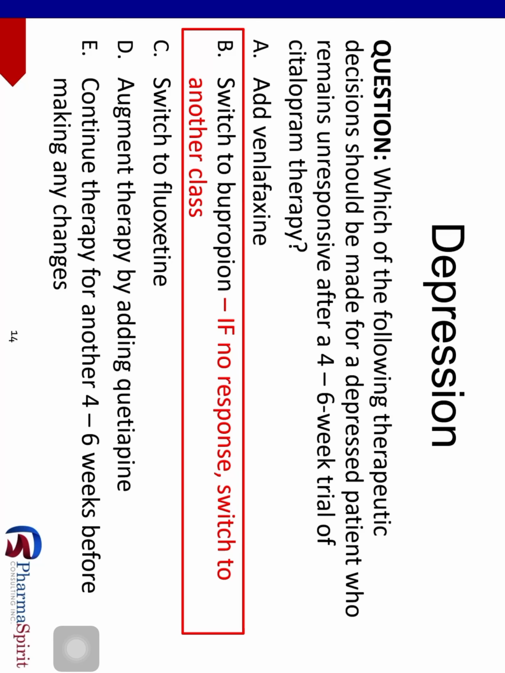So in our scenario here, this patient has been on citalopram for 4 to 6 weeks and there is no improvement. So we have to switch this patient to a different class. Citalopram is an SSRI. We need to look at something different. So bupropion will be a good choice because bupropion's effect is mainly dopamine mediated. So it's a different pharmacological class.